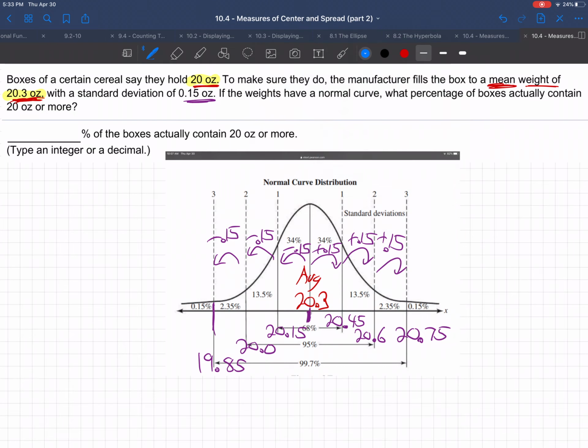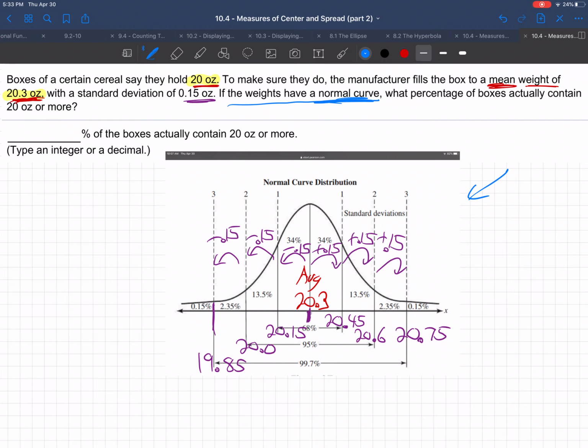Let's answer their questions. If the weights have a normal curve, that's how we knew we were supposed to do this. By the way, this is not part of the problem. I grabbed this normal curve out of your book, pasted it in here. So make sure on the exam you have a copy of this normal curve because you will need it for several problems on the next exam.